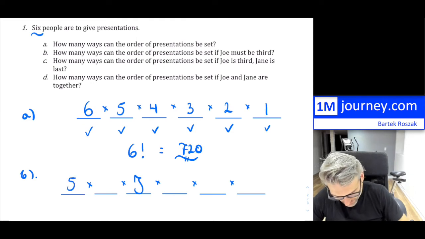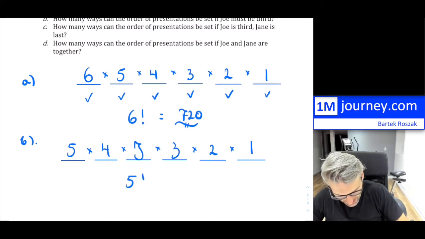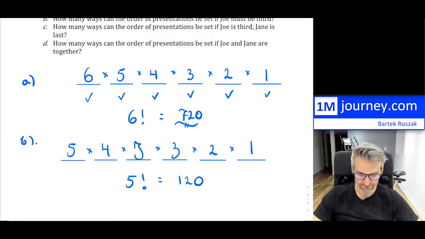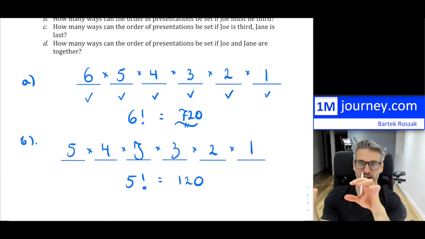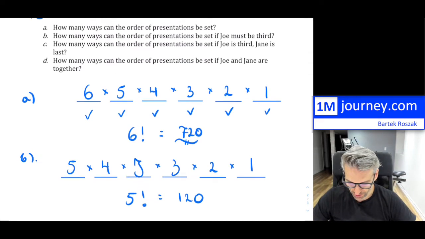So that means we're going to have 5 multiplied by 4, and then 3, 2, and 1. So really this is nothing else but simply 5 factorial, and this would have been 120 in terms of the number that we would have. So as soon as you fix somebody at a particular spot, that only leaves you able to order the other spots. So that would have been the answer to part B.